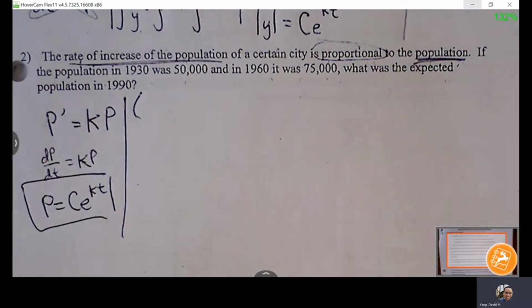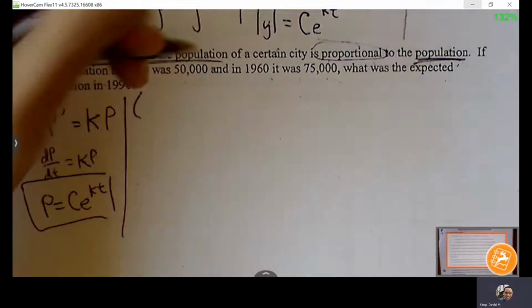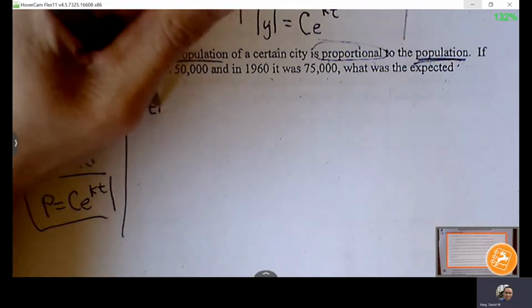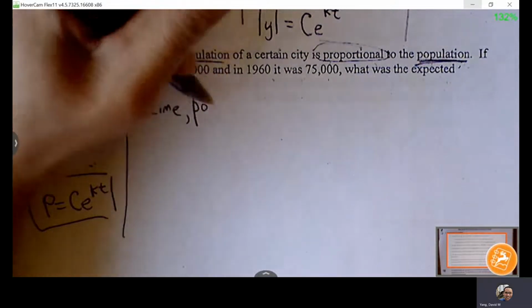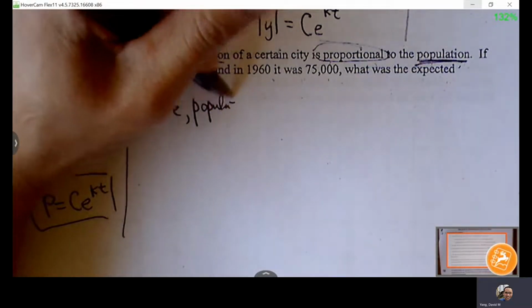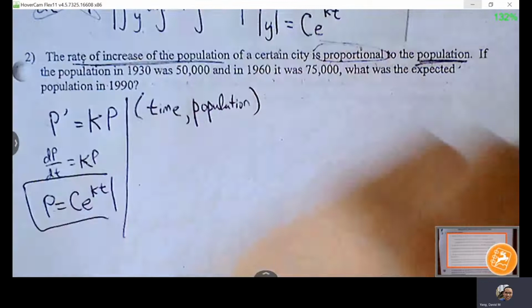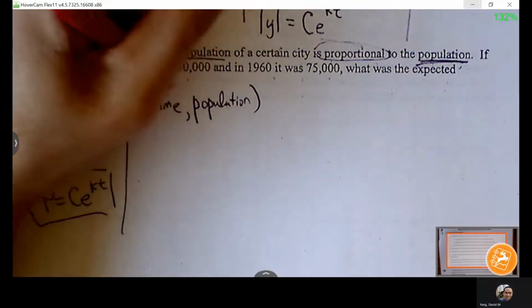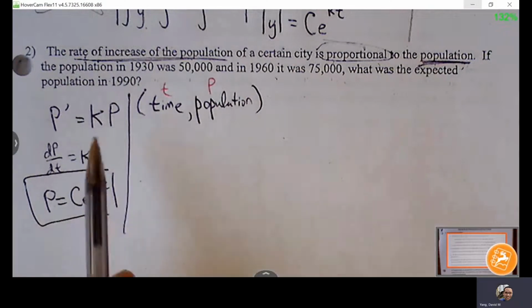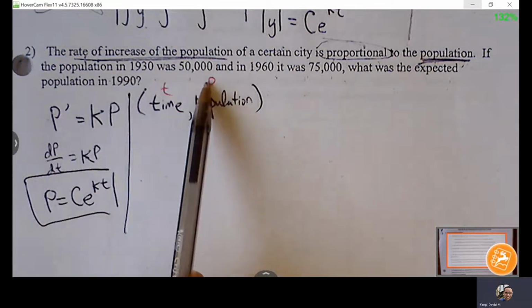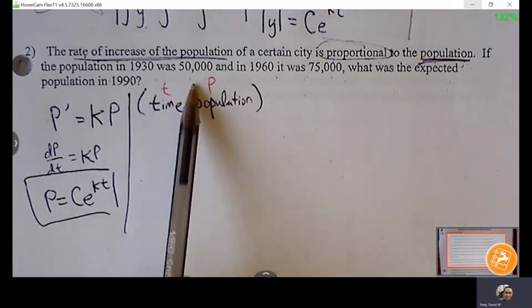I know that time is my independent variable. I'm going to treat time as my x, and population is my dependent variable. I'm going to treat population as my y. So I'm going to set everything up this way. Time t being the x value and population information being the y value. Okay. It says if the population in 1930 was 50,000.